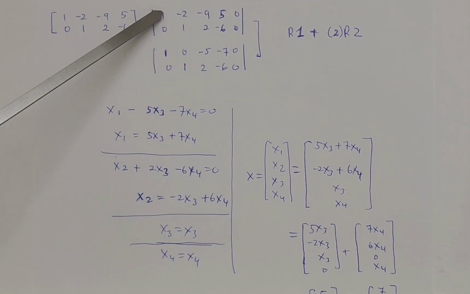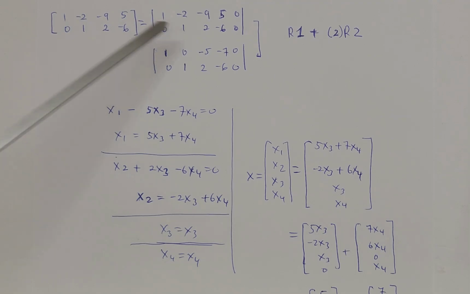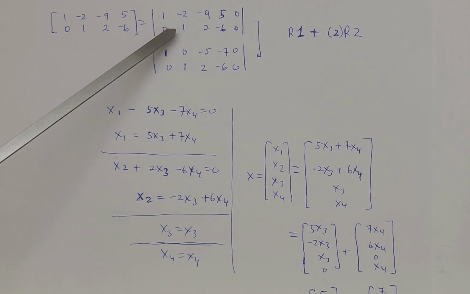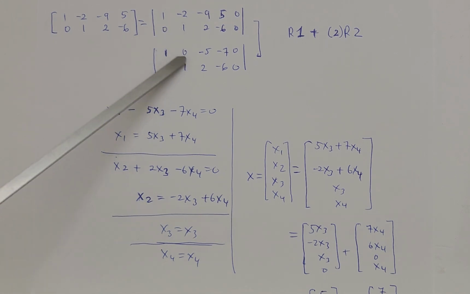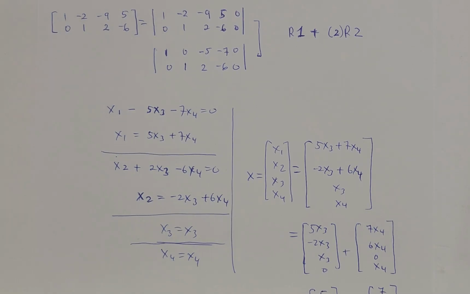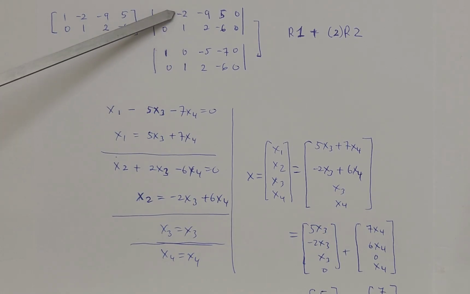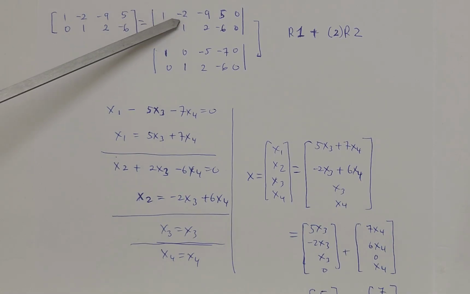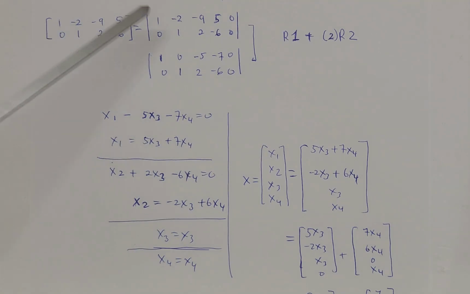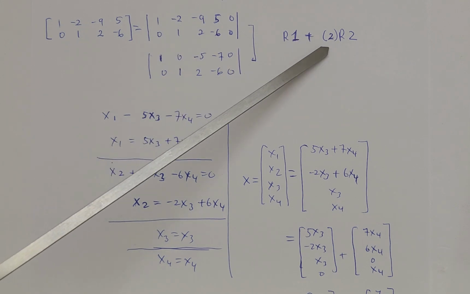You can see that this is a 1, this is a 0, this is a 1, so leave it as is. We need this -2 to become a 0. So the opposite of -2 would be +2.